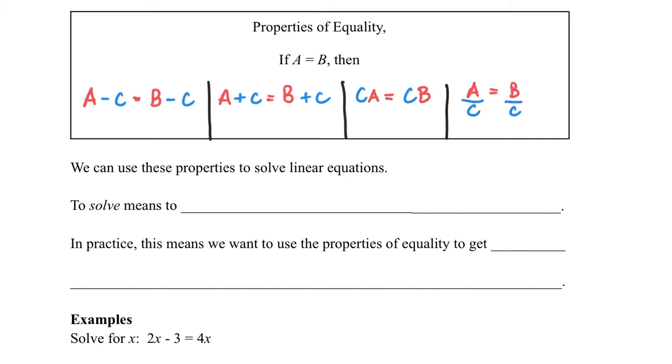So what these properties of equality mean is if I have an equation that's in balance, if I subtract the same thing from both sides, add the same thing, multiply the same thing, or divide by the same thing, the results are still equal. My equation stays in balance. So these are what we use in order to solve equations.